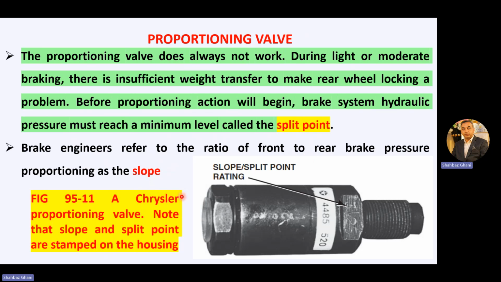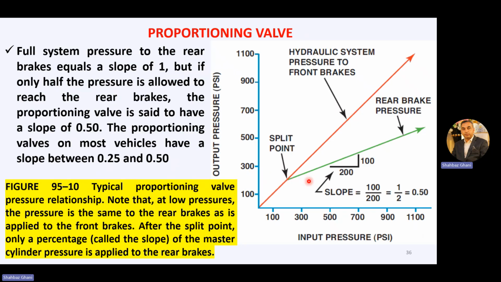Now this figure shows a Chrysler proportioning valve. Note that the slope and split point are stamped on the housing. So here they are stamped: slope, split point. Let's see what those are. Now, for full system pressure to the rear brakes, let's see the first graph. On the x-axis, we have the input pressure, which we apply by pressing the pedal. This is in psi, 100 with a gap of 200.